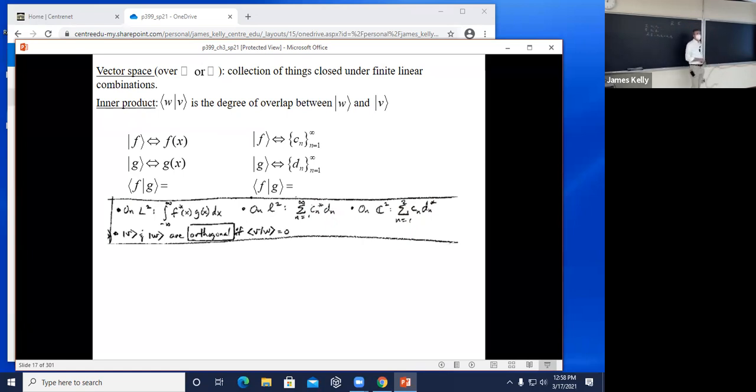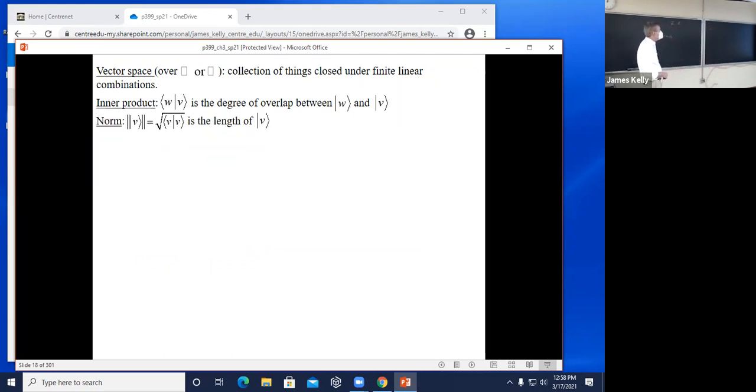Please stop me if something doesn't make sense or you want clarification there. I feel like I'm talking fast. We define vectors to be orthogonal, and when it's an infinite dimensional vector space, it's kind of hard to visualize things being perpendicular. We usually think of orthogonal as being the same as perpendicular, but even in cases where it's hard to imagine the geometry there, we say they're orthogonal if their inner product is 0. Okay, so that's just what orthogonal means.